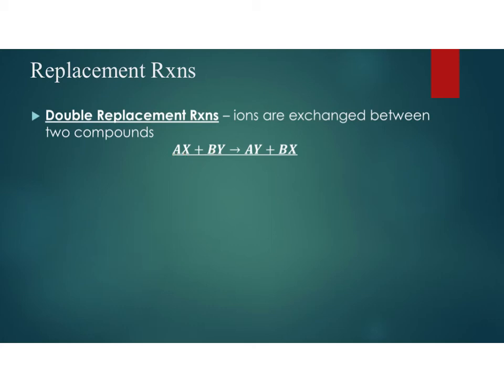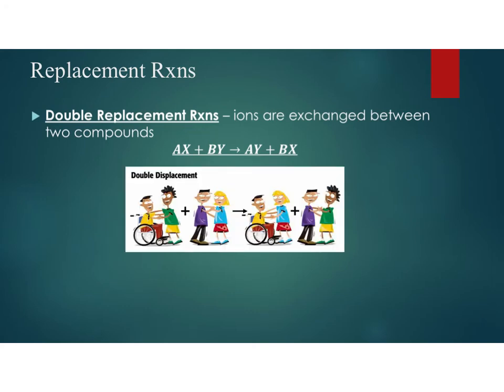And ultimately what's going to happen is the A and the B are going to be switching spots to produce AY and BX. So from a picture standpoint, this would be like if you had 2 groups or 2 couples that were dancing, and they just ended up going in and switching partners. So in the case of this picture, the guy in the green shirt is going to come in and replace the girl in the blue shirt, and they would now have 2 new sets of partners.